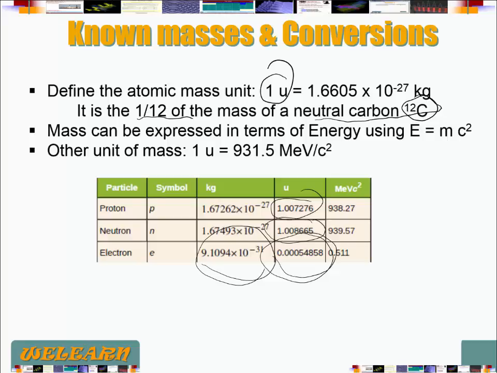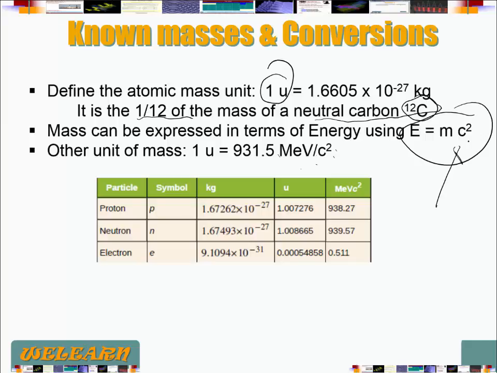But then the other important unit that we are going to use is going to rely on energy. And quite often we are going to use the fact that mass is some type of potential energy. We rely then on Einstein's famous equation E is equal to mc squared. Remember, c is actually the speed of light in vacuum. That's 3 × 10⁸ meters per second.